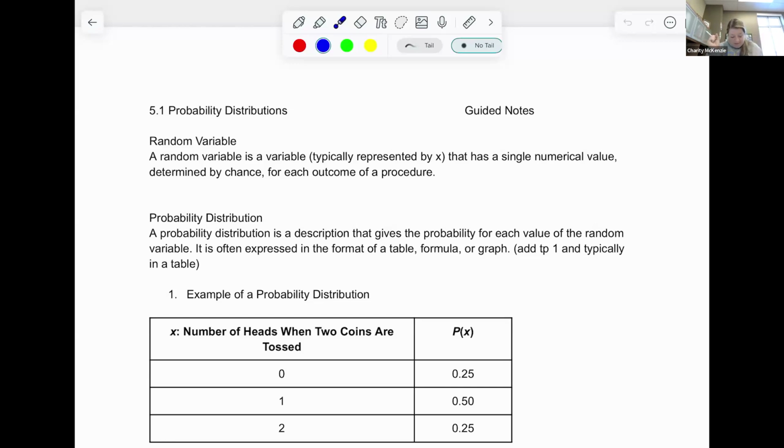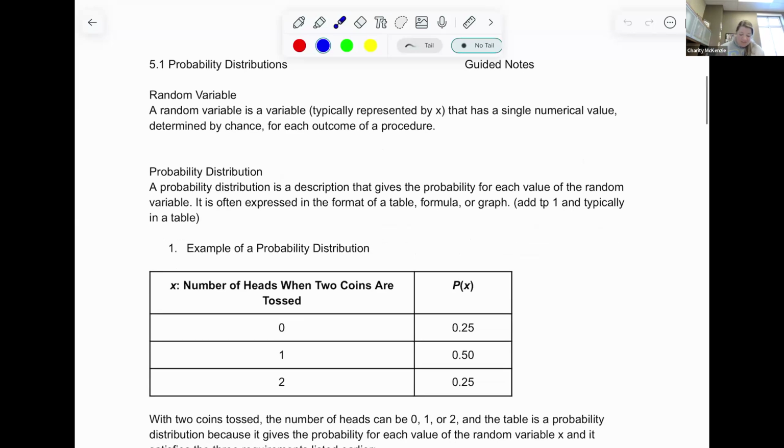So you can see this first example here has a chart with the number of heads when you flip two coins. You either get 0 heads, 1 head, or 2 heads when you flip the two coins, right? And the probabilities add to 1. So it shows all the possibilities and all the probabilities, and that is a probability distribution.